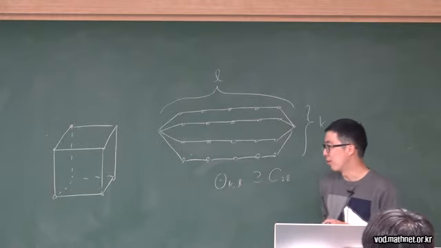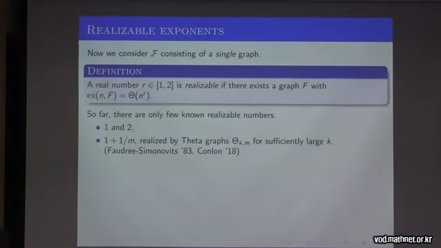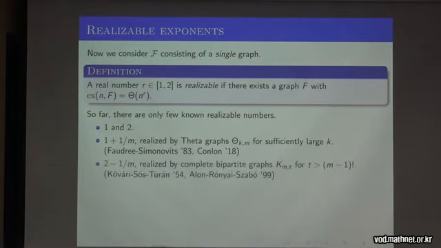People couldn't obtain the correct order of extremal number for even cycles, but they obtained the extremal number for Serre graphs. And another realizable number is of the form 2 minus 1 over m, which is realized by complete bipartite graphs. The upper bound was obtained by Kővári, Sós and Turán, and the lower bound was obtained by Alon, Rónyai, Szabó by using so-called norm graphs.